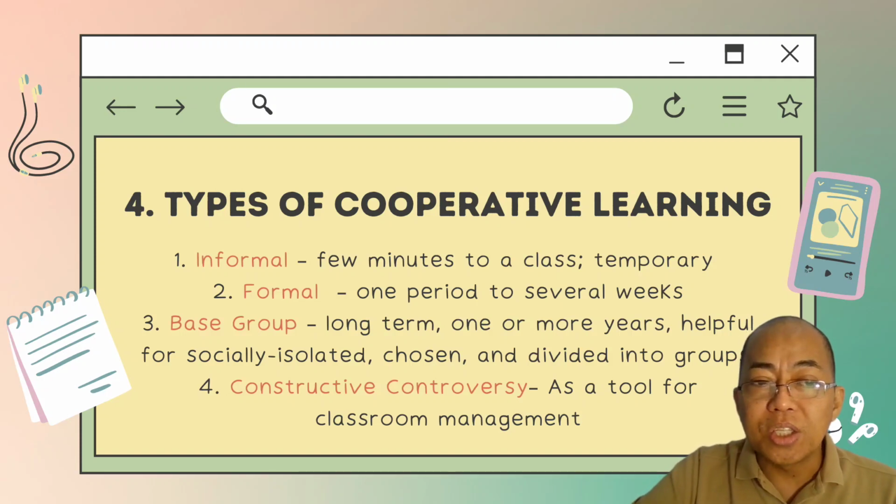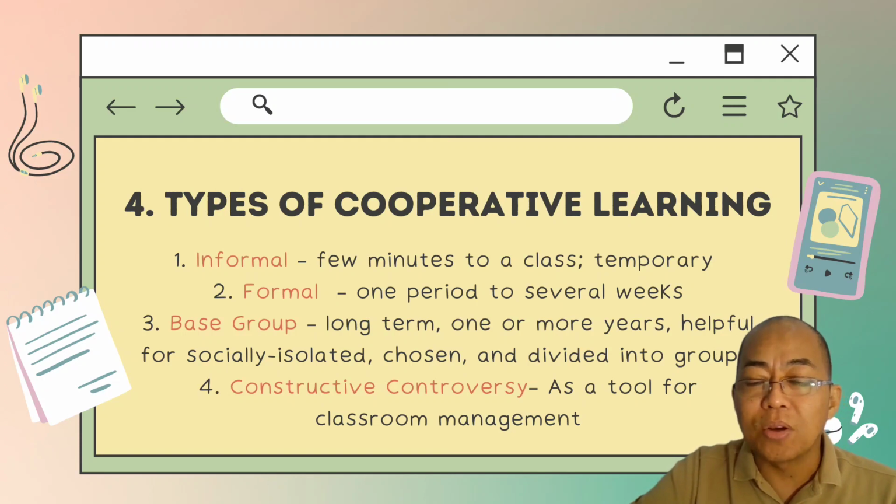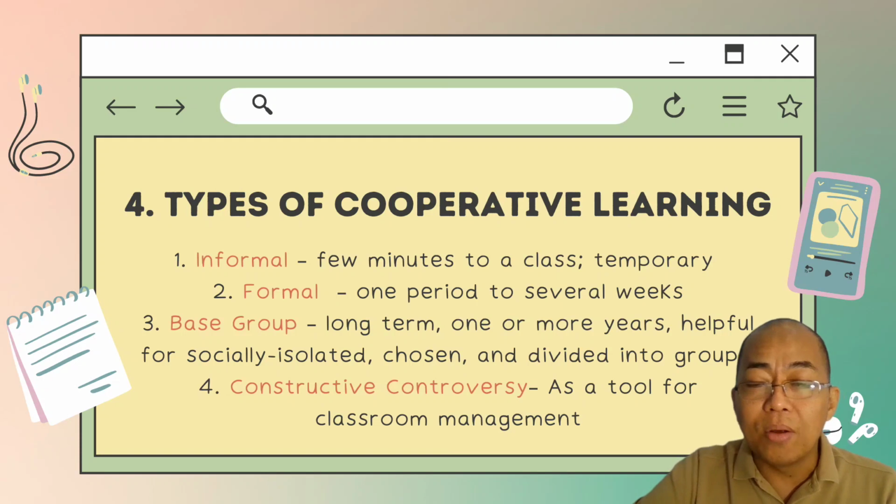So let's say the teacher can ask the students to discuss a question, or to summarize the main points of the lesson. After that, the teacher can ask the students to group themselves, to pair up, to form a triad or a dyad, and ask the members of the group to discuss the topic or the question being asked. So that's informal cooperative learning. It's similar to a small group sharing or discussion.